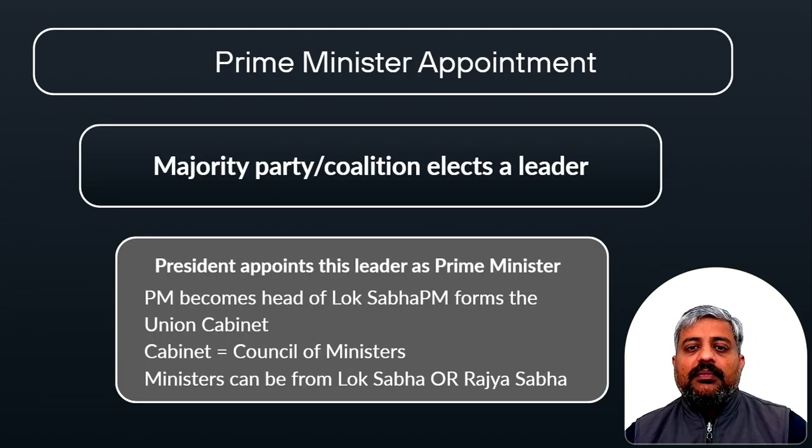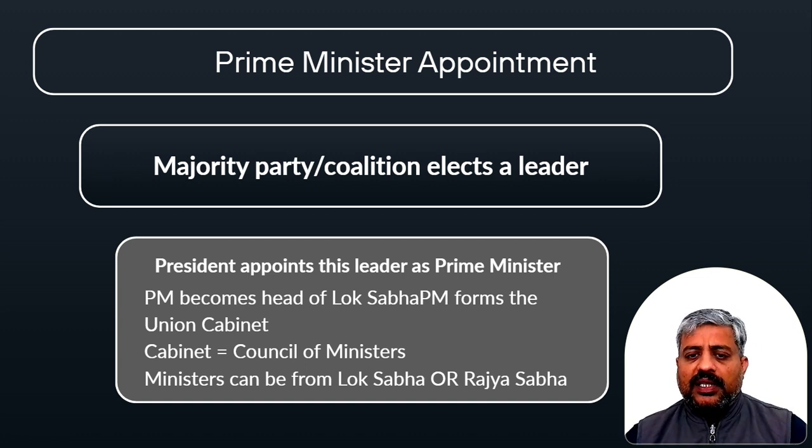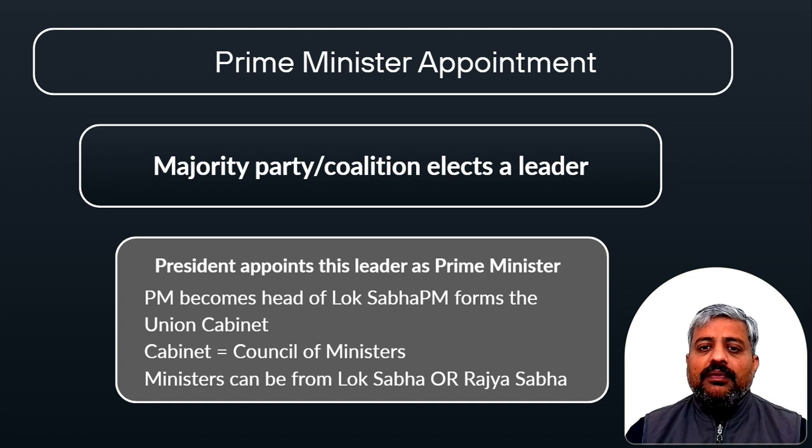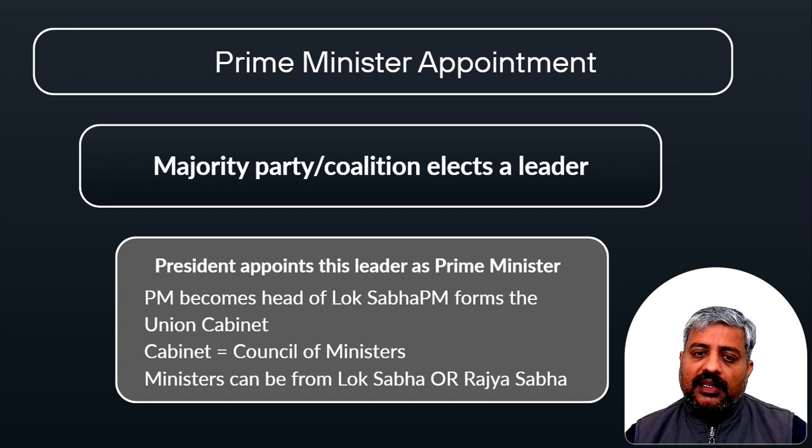Okay, now how is the prime minister appointed? Fine. So we talked about the president, and now it is about the prime minister. Now, the majority party or the coalition party elects a leader within themselves, because a party itself has many elected members. Now, who will be the prime minister? Because the prime minister is only one. So within themselves, they elect their leader. Then the president appoints this leader as prime minister. Now the prime minister becomes head of the Lok Sabha.